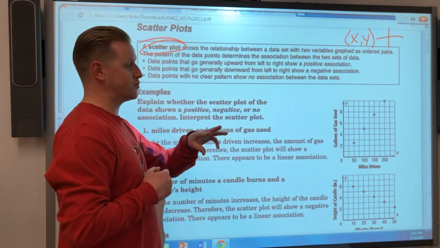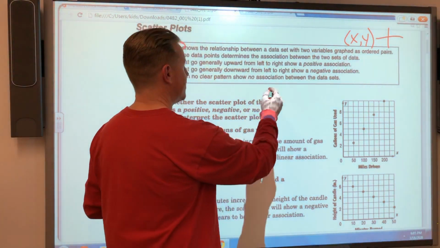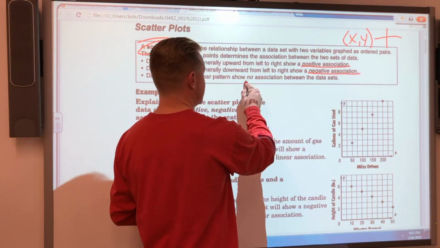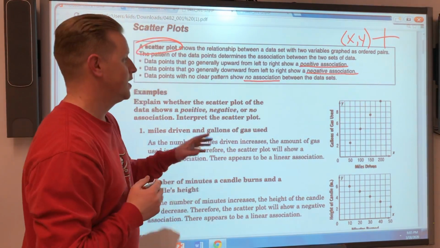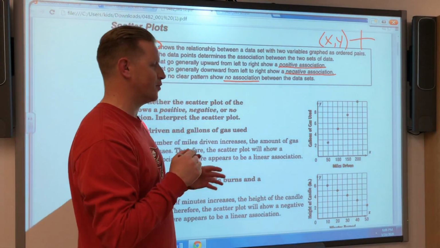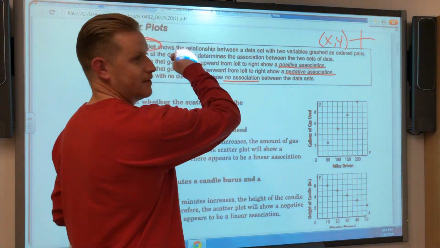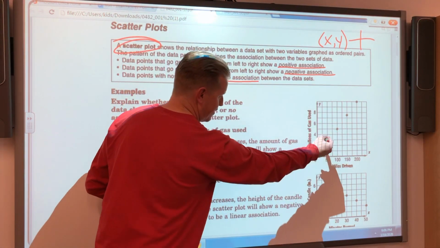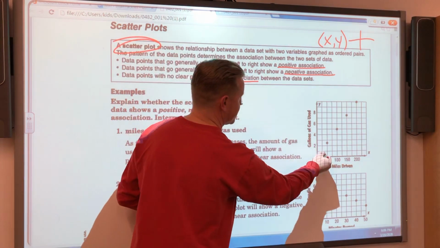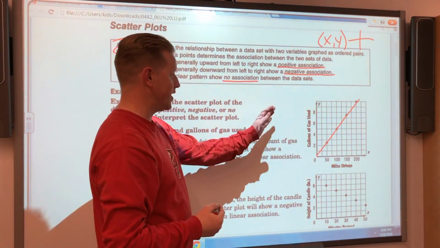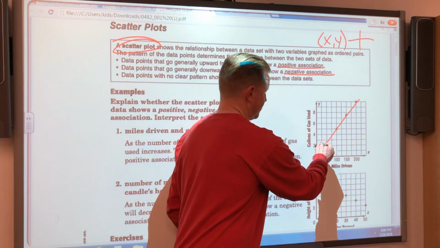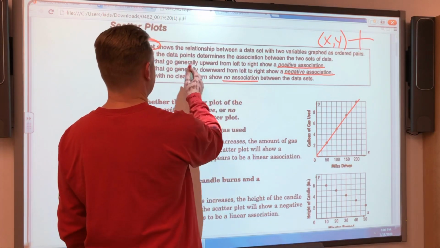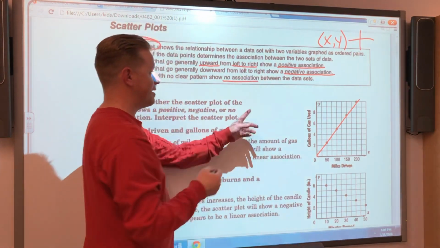There are three different options when we're looking at data, the association. It could have a positive association, negative association, or no association. This is real simple. You've seen this before. The way we read a book, left to right, top to bottom. Down here, if we were to roughly estimate which way the data is going, looking left to right, if we were to drop a ball right here, this would be going generally upward from left to right, showing a positive association.